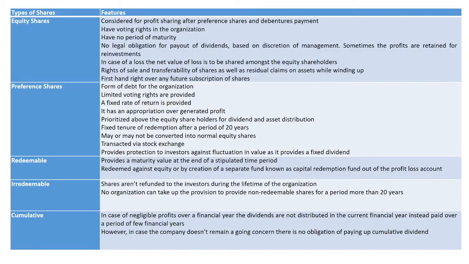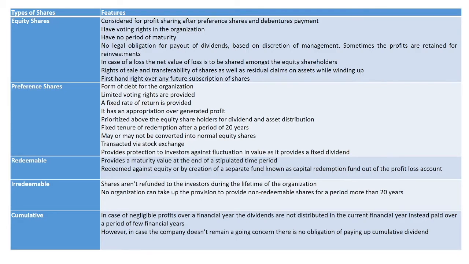Now, we are going to discuss the types of shares and their features. First is equity shares. These are the basic shares, considered for profit sharing after preference shares and debentures payment. They have voting rights in the organization, no period of maturity, and no legal obligation for payout of dividends, which is based on the discretion of management. Sometimes the profits are retained for reinvestment.